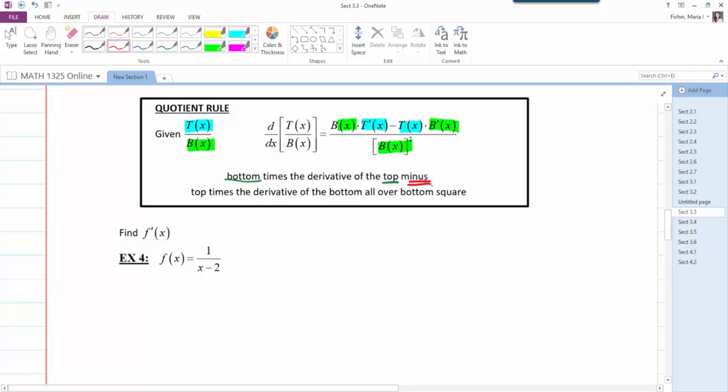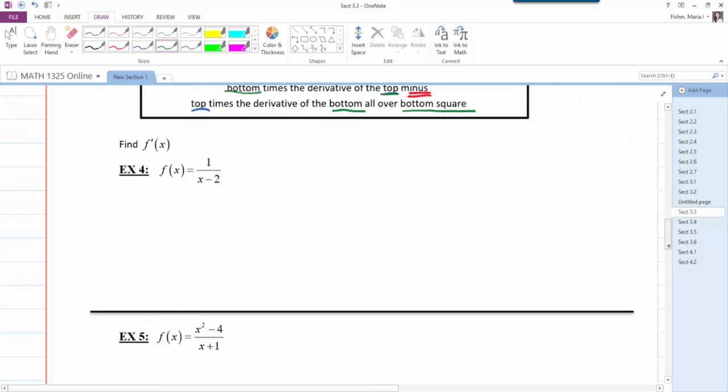So the bottom times the derivative of the top minus the top times the derivative of the bottom, all over the bottom squared. So I typically write it as the bottom times the derivative of the top minus the top times the derivative of the bottom, all over the bottom squared. So let's go ahead and find the derivative of the next few examples.